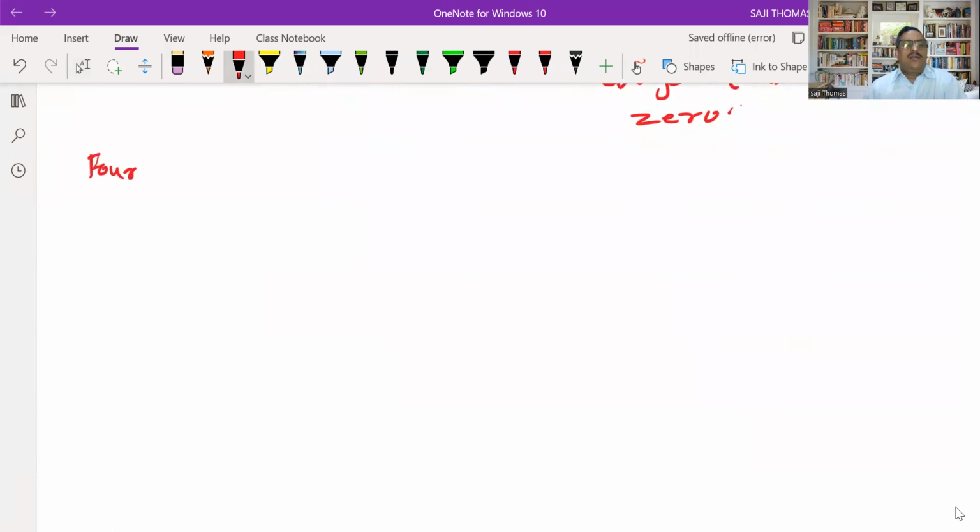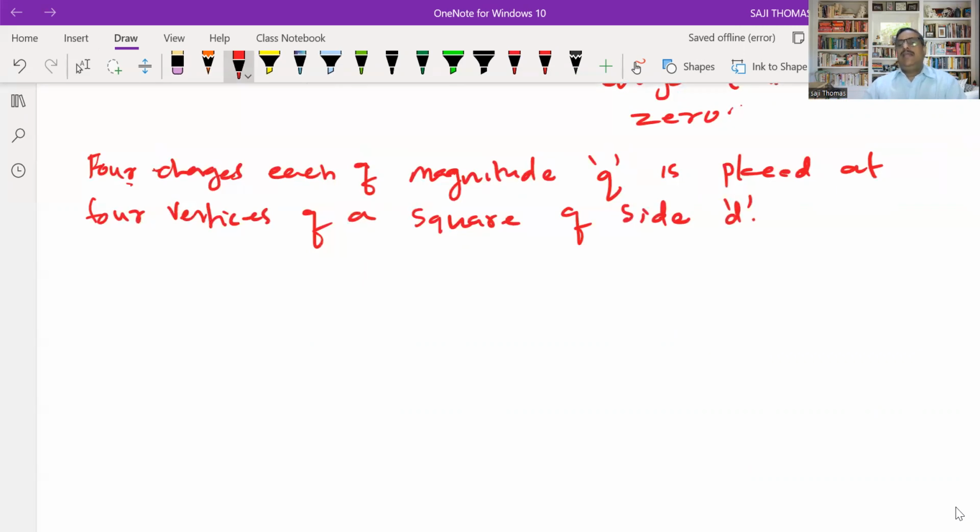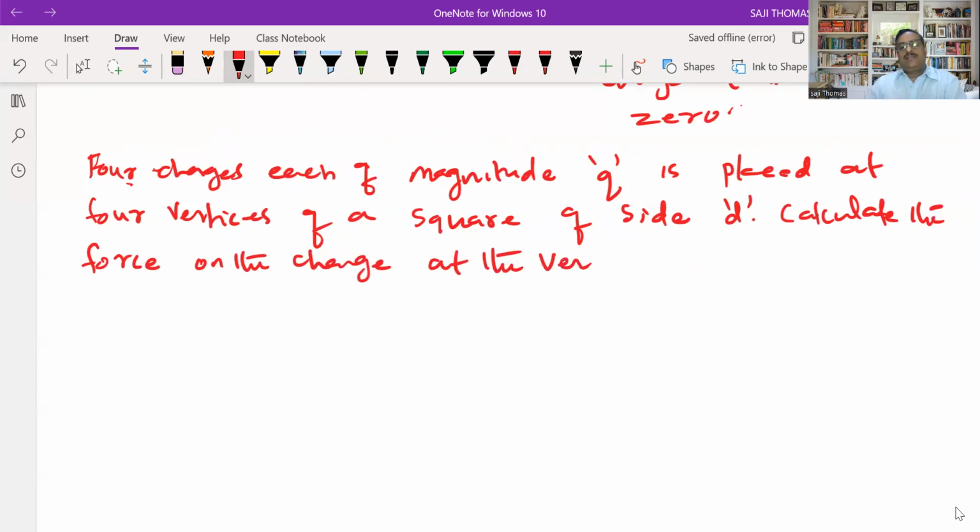Four charges, each of magnitude Q, are placed at 4 vertices of a square of side D. Calculate the force on the charge at the vertex D, capital D. This is the question.